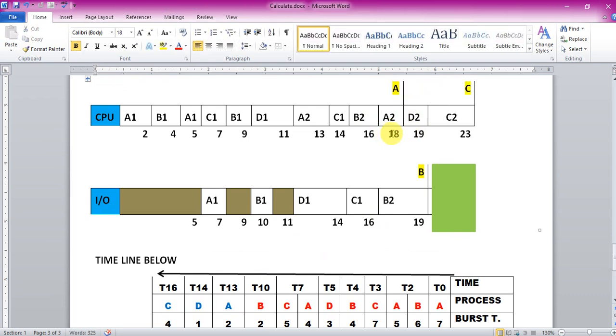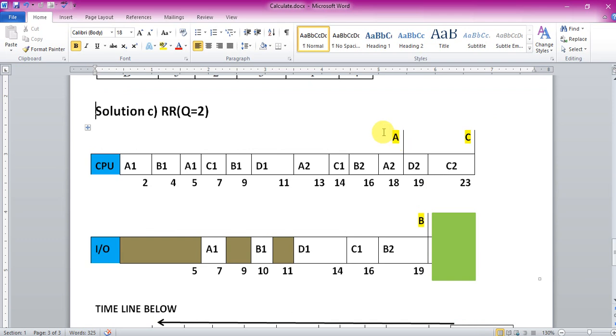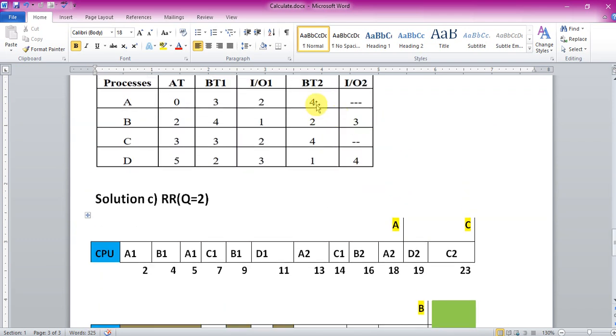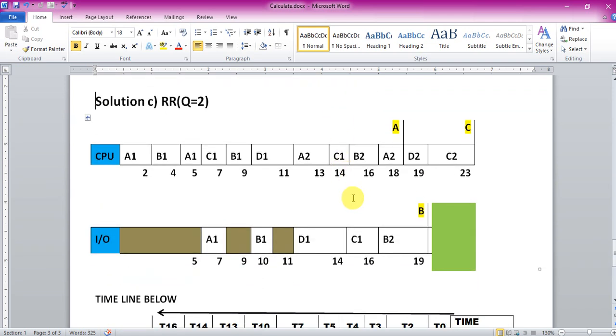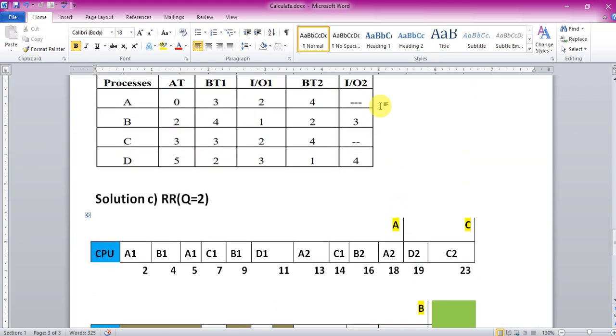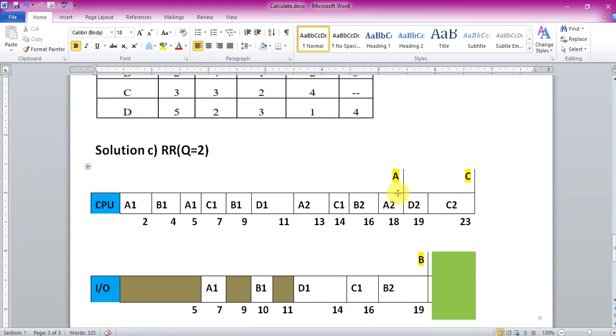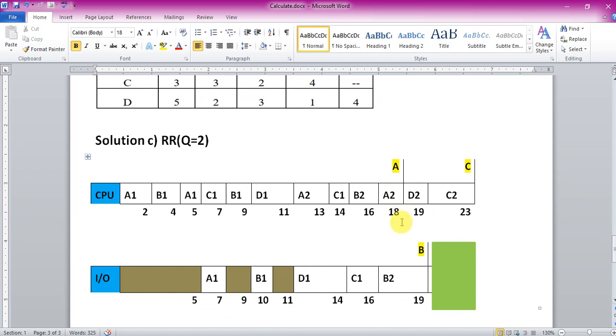A takes a chance from 16 to 18, because the total of the second half for A is 4 units, but the first 2 units are completed, and the other remaining 2 units are completed here, so that A leaves the system because it has no other IO request, so its completion time is registered as 18. The next process, or second process, to leave the system.